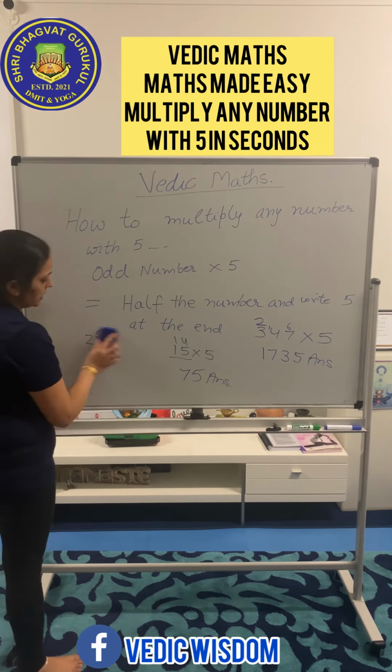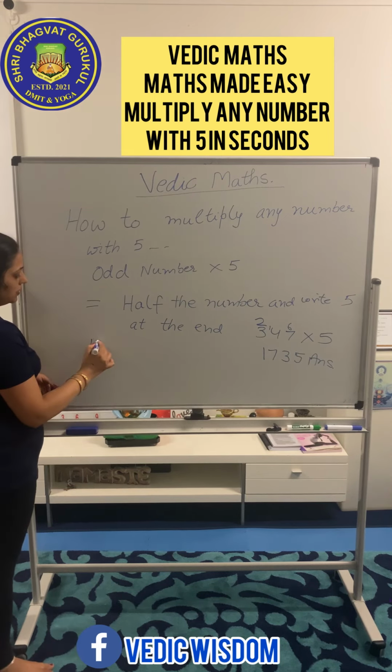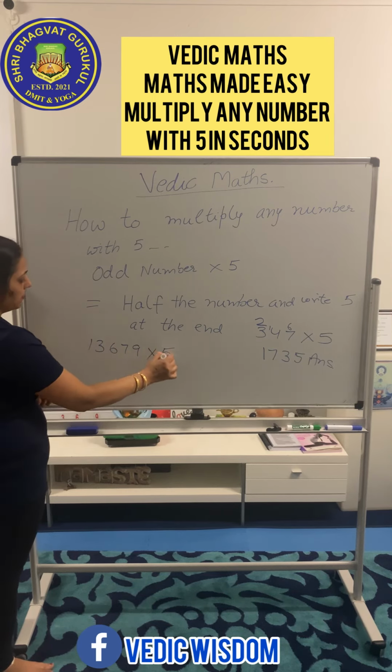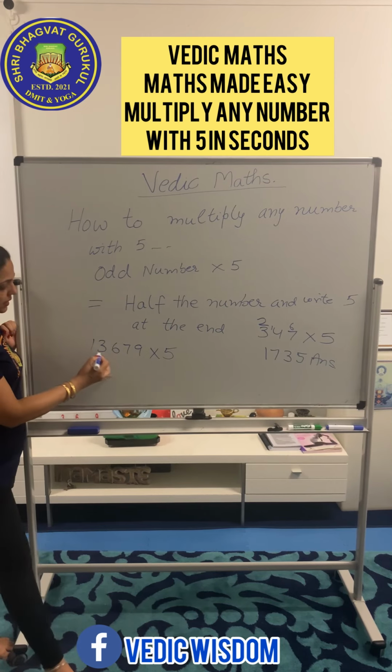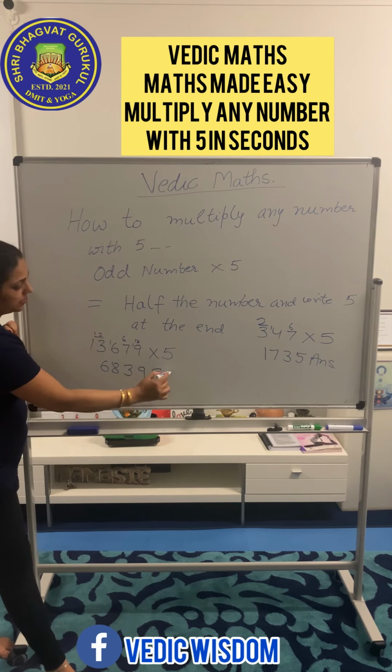Okay, let's take even bigger than that number. 1, 3, 6, 7, 9 multiplied by 5. Okay, 13's half, we will do 12's half. 12's half is 6, then 1 carry. 16's half is 8. Then 7's half, we will do 6's half. 6's half is 3. Then number 19. 19's half, we will do 18's half, which is 9, and then we add 5 at the end.